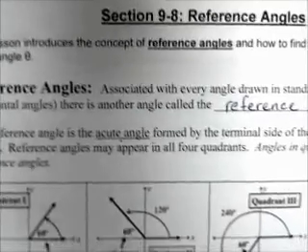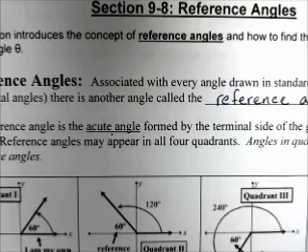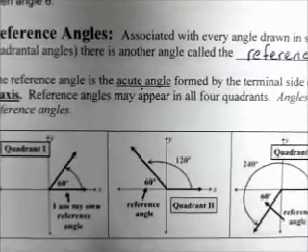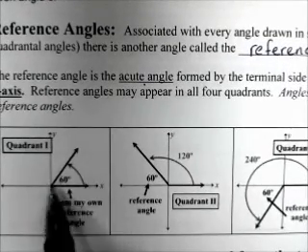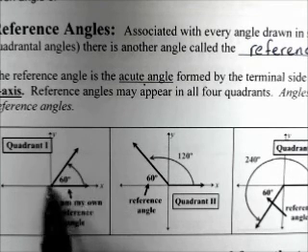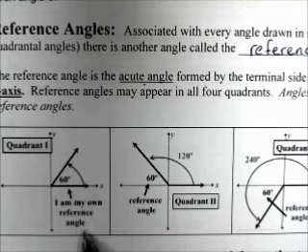Angles in quadrant 1 are their own reference angles. Okay, here you have a diagram of a 60-degree angle. It's in quadrant 1. It's its own reference angle. It's already an acute angle.